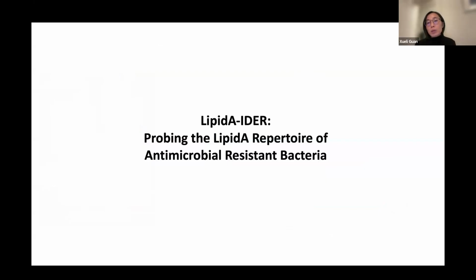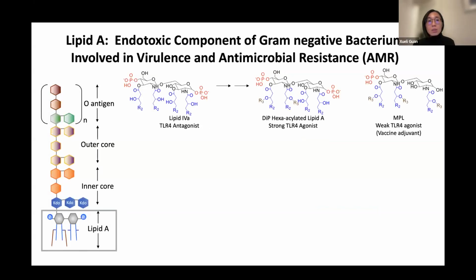So the first example that I would like to share with you is Lipid ADA, which is the semi-automated workflow to elucidate the lipid A structures that enable us to help probe the lipid A repertoire of antimicrobial resistant bacteria. To give a bit more introduction about lipid A, it is the endotoxic component of gram-negative bacteria, very well known in its involvement in virulence, as well as antimicrobial resistance. So lipid A is the lipid anchor for lipopolysaccharide, and it is the known potent factor for triggering immune responses and is involved in sepsis.